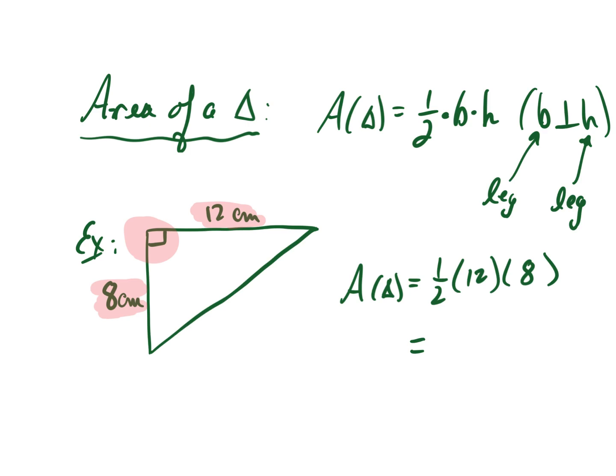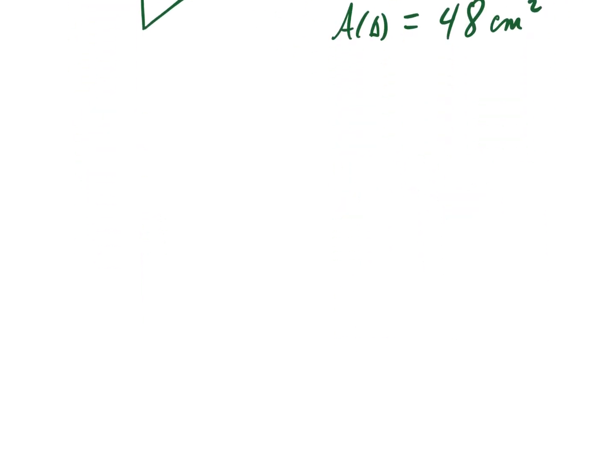So then the area of the triangle is 1/2 times 12 times 8. And when we punch that out, we get 48. And then remember, area is measured in square units. So in this case, it would be square centimeters. So we started with an easy one, but we can make them a little bit harder on everybody.